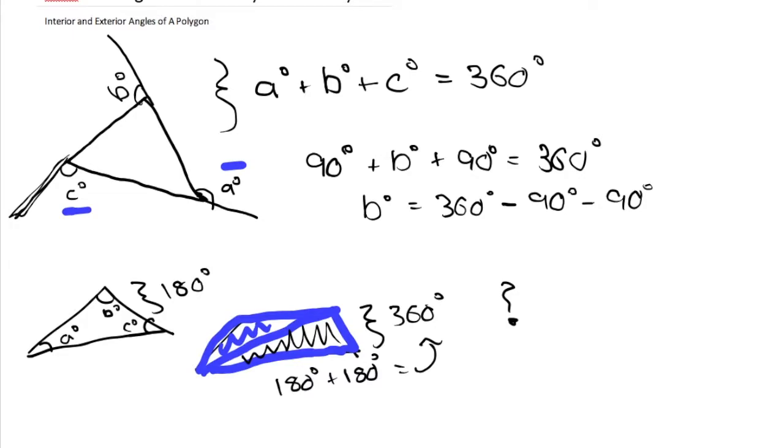It wasn't just pulled out of the blue. It came from how many triangles were inside the polygon itself. Now, let's try and find an algebraic relationship that relates the number of triangles to the number of sides a polygon has.